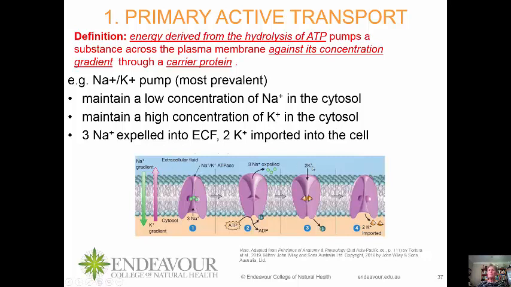So what these pumps do, because we're going from a low concentration to a high concentration, is that 3 sodiums are expelled into the extracellular fluid.